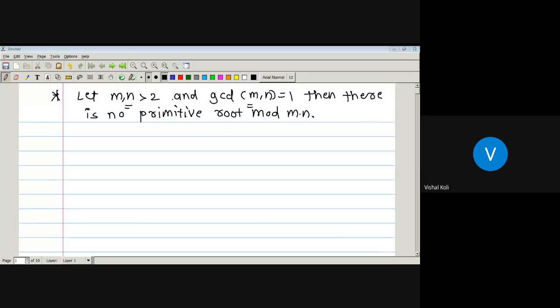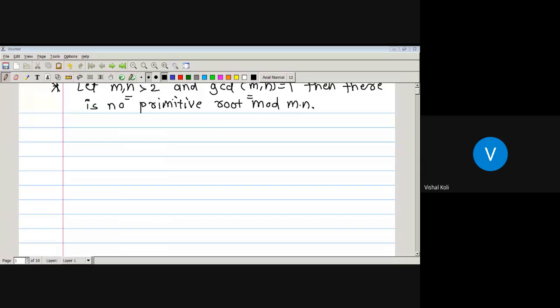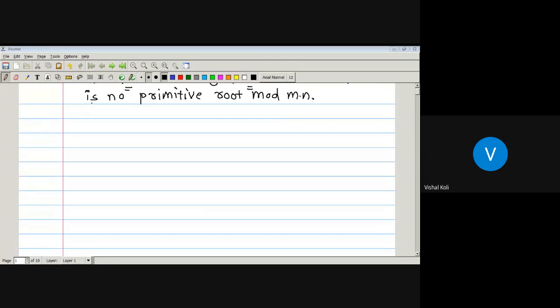That is, if a is any integer, then a to the power φ(mn) congruent to 1 modulo mn, and a to the power k not congruent to 1 modulo mn, this will not be possible. As there exists no primitive root, it means if we take any integer a which is relatively prime to mn, then a to the power some h is congruent to 1 modulo mn, and this h is less than φ(mn). That is what we have to prove. So see its solution.